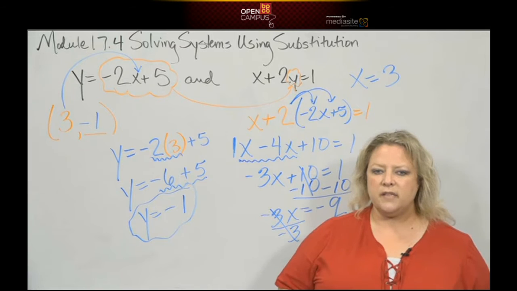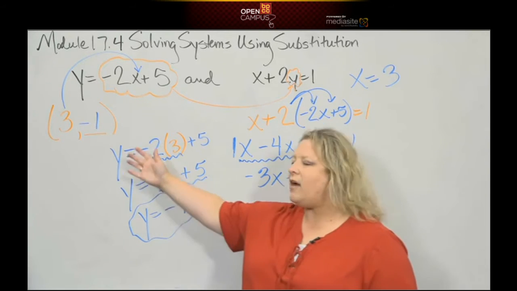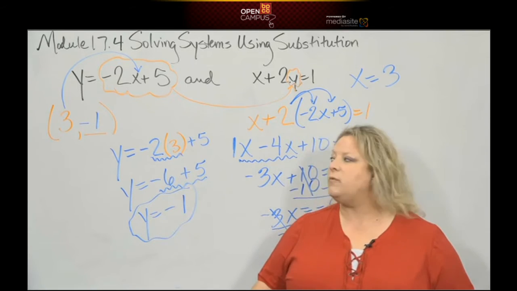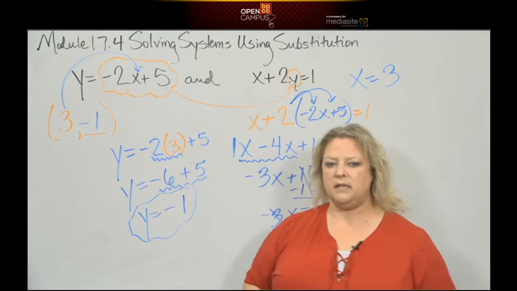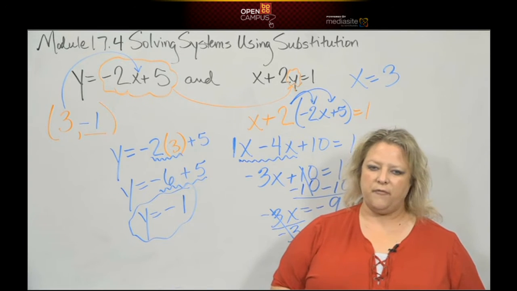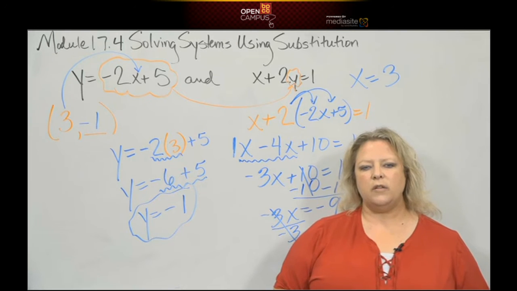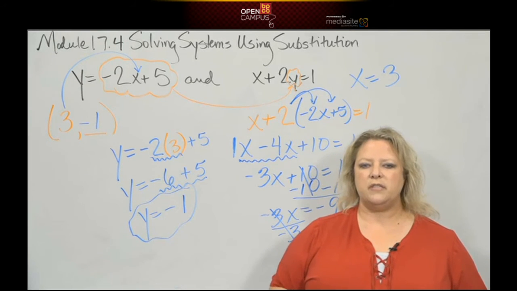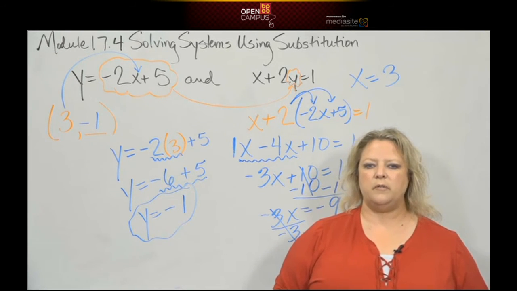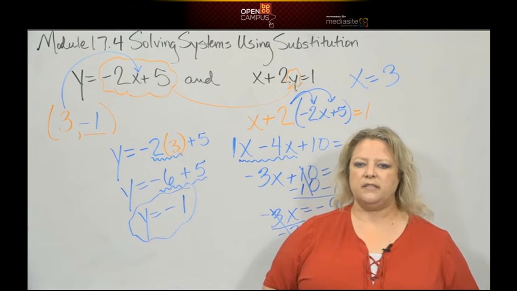Are they always going to be like this? No, because the first one that we did already had a value for x. This one already had y by itself. Each individual problem is going to be different in some little way, shape, or form. So what I'm doing in this whole entire module is showing you several different examples of what you could possibly see and how you can possibly get your answer, okay?